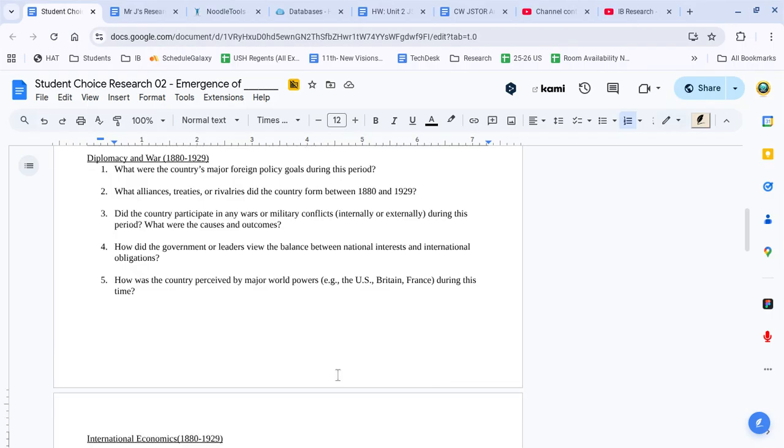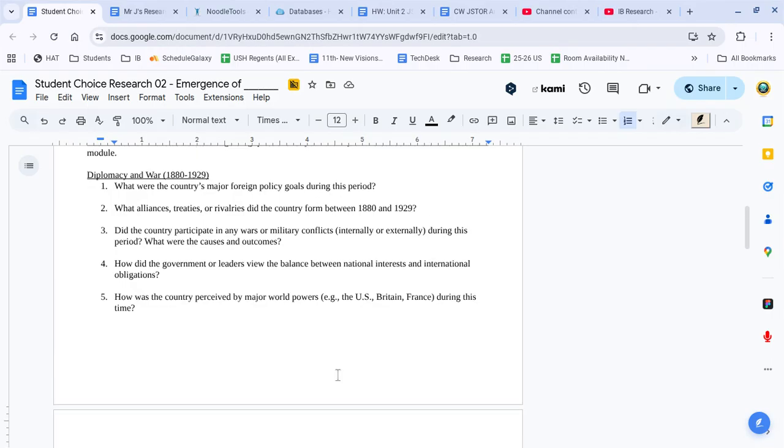For the diplomacy and war, again, not focusing on World War I, what were the major foreign policy goals during this time period? Was your country expanding? Were they trying to stay neutral? Alliances, treaties, rivalries, who were this country's friends, enemies, and otherwise during this time period? Did they participate in any wars or military conflicts, including civil wars?